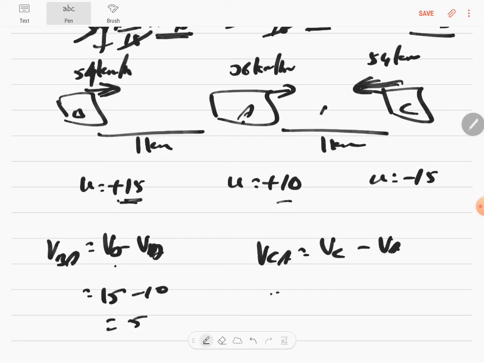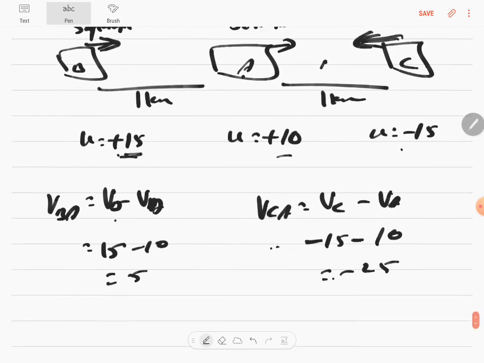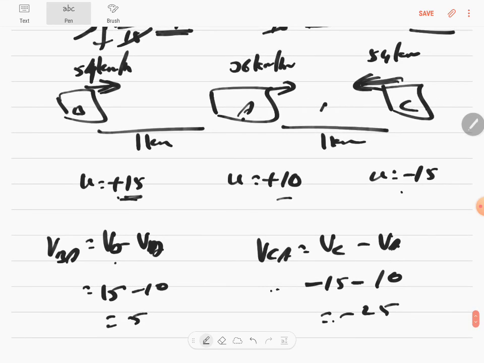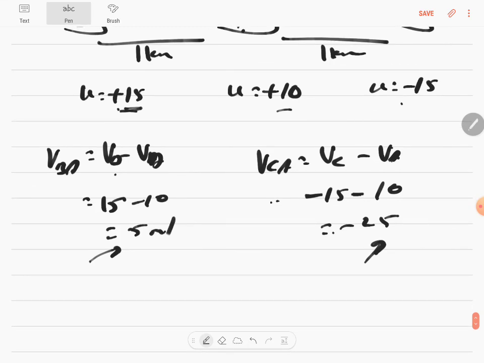VCA is VC minus VA. VC is minus 15, minus VA is 10, so minus 25. Therefore, when they are approaching, the relative velocity will appear to be higher. When they go in the same direction, it appears to be lesser. So it makes sense, right? 5 meter per second is the relative velocity of B with respect to A. C with respect to A is minus 25 meter per second.